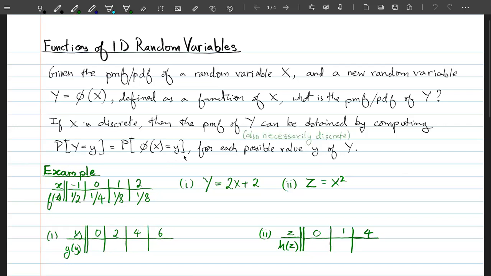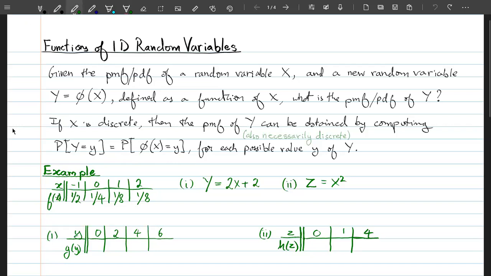Okay, and since these two events are equivalent, if you consider the event here, y equal to y, this is exactly the same event written in another way, and we can find the probability of this in the usual way. So that will give us the probability mass function of y. So let's look at two quick examples.